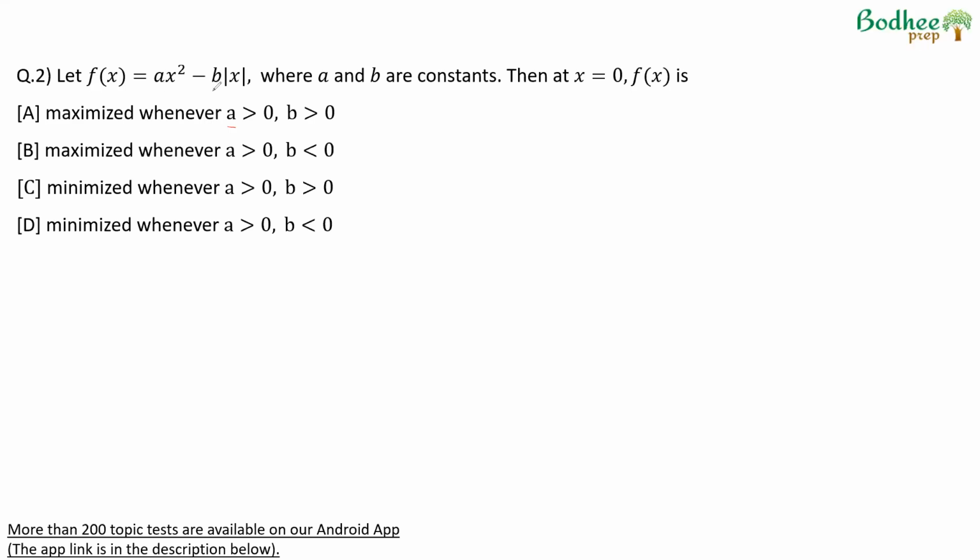f(x) is equal to ax square minus b mod x, where a and b are constants. At x is equal to 0, f(0) will be 0. We have to see whether this value is positive or negative at different types of a and b. So if a is greater than 0, b is greater than 0, in that case, we'll have a subtraction happening depending on the value of x square.